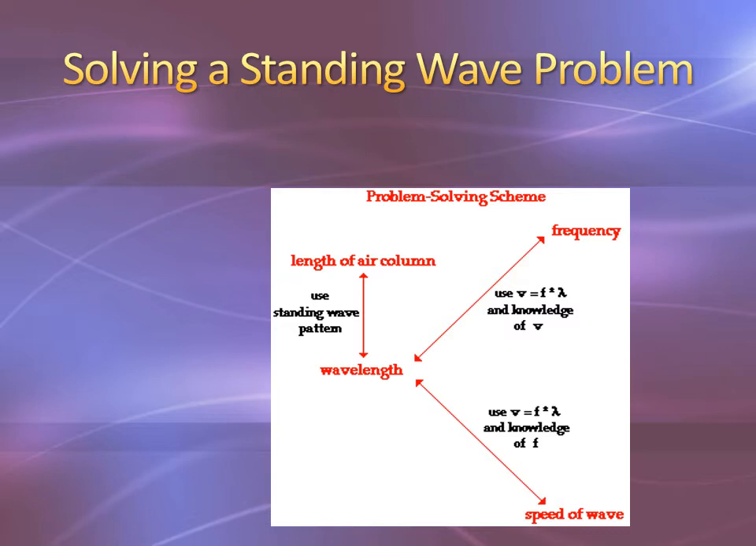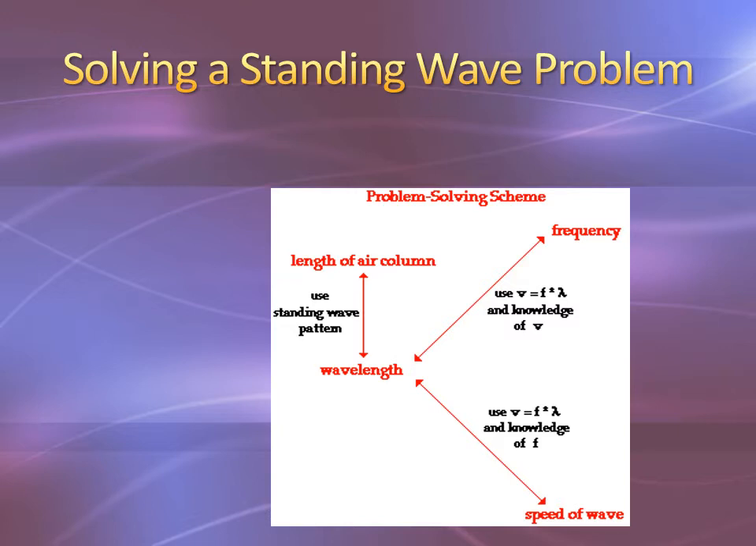If I know the length of the air column, I can calculate the wavelength using the standing wave pattern and knowing which harmonic I'm looking for. Vice versa, if I know the wavelength, I can find the length of the air column. This is assuming that we know which medium we're in, which in most cases we're going to be using air. But we might also be using a string.